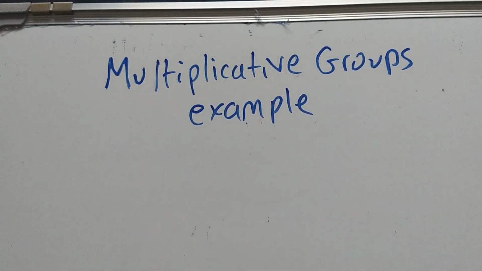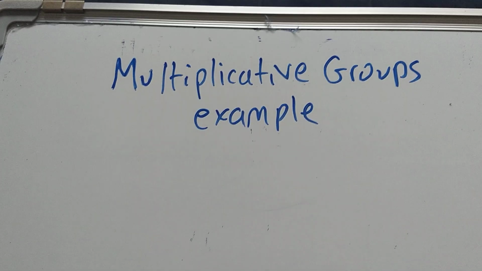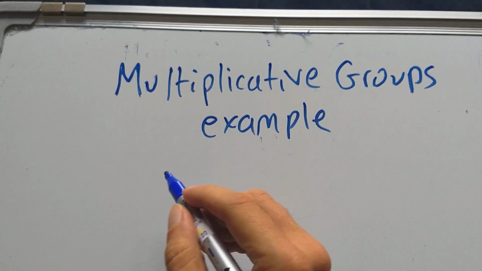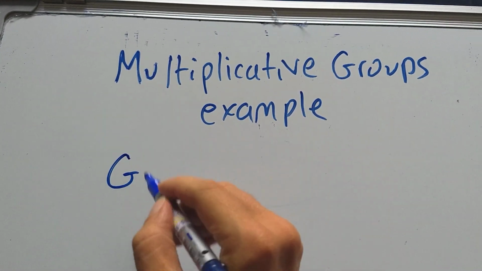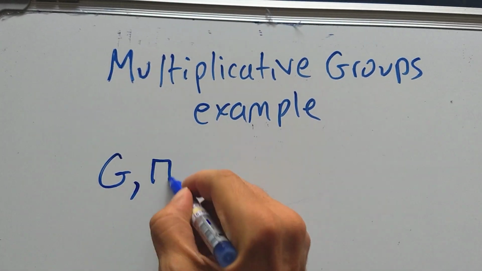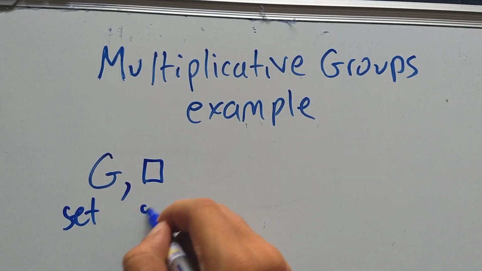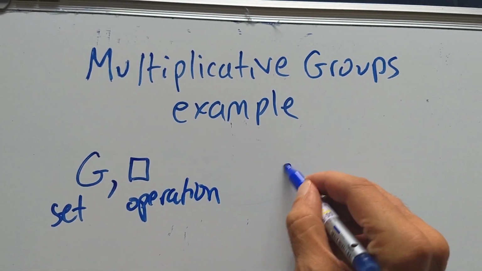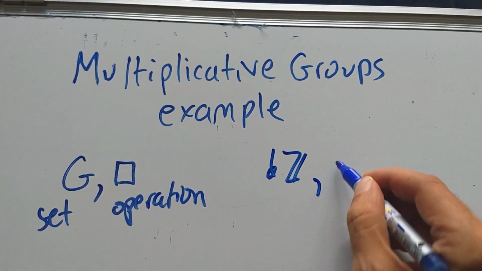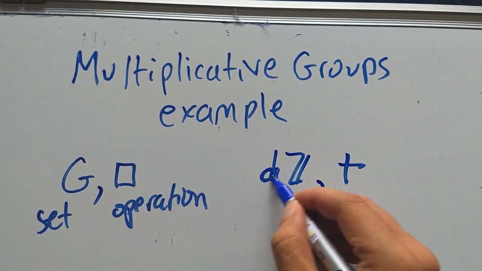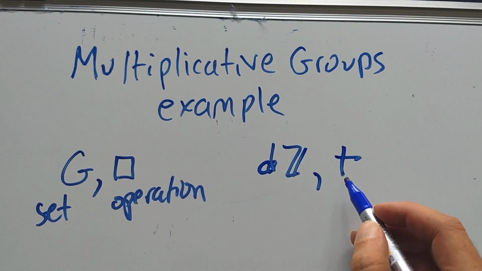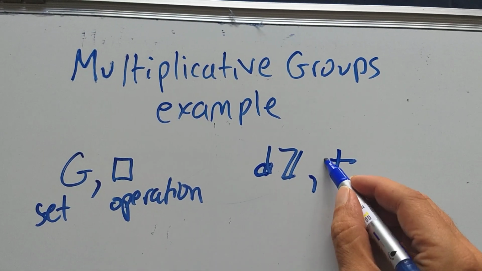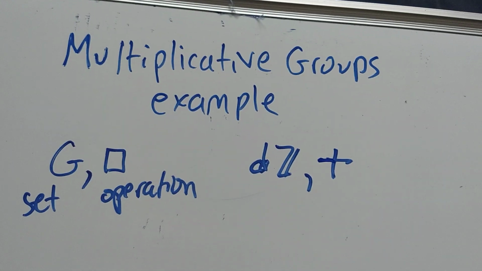Let me give you an example of a multiplicative group. Previously we saw groups like this: we have some set and some operation, and we did a group, let's say Z with operation plus. Now I want to show you a group with a multiplication type of operation.